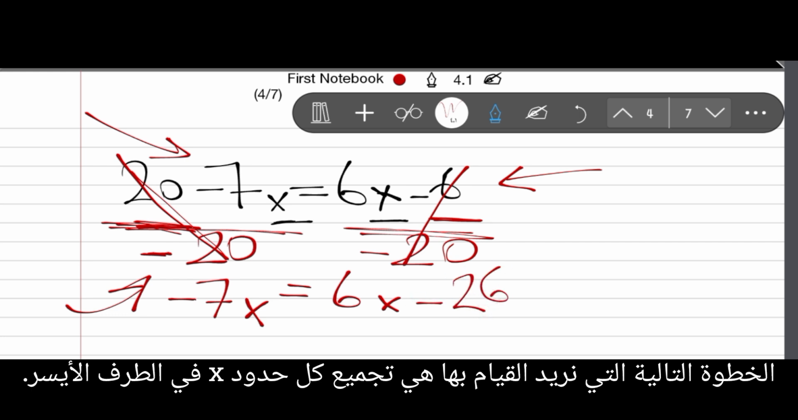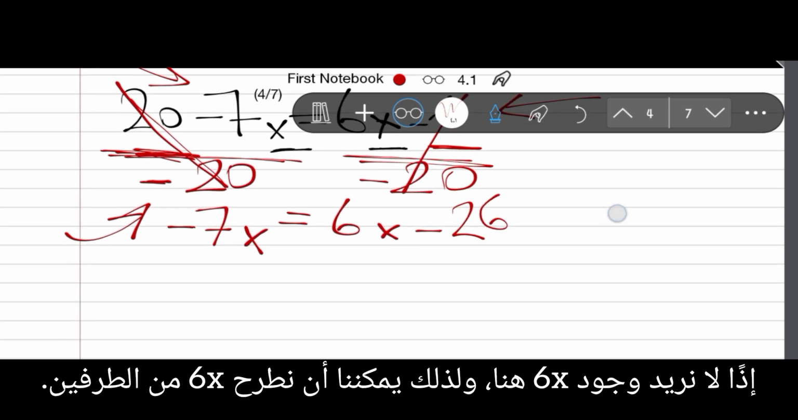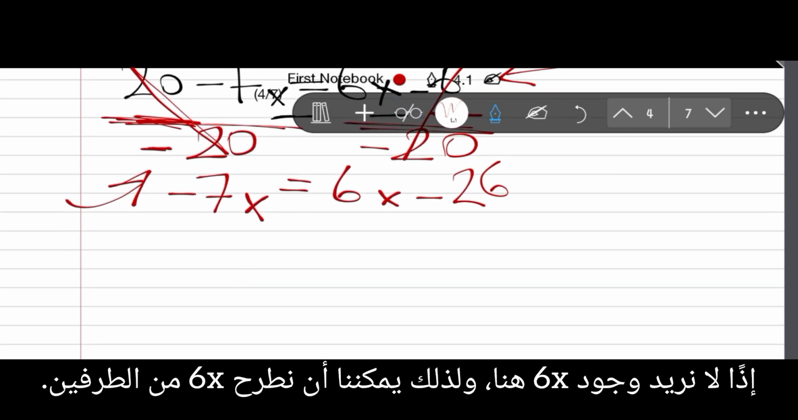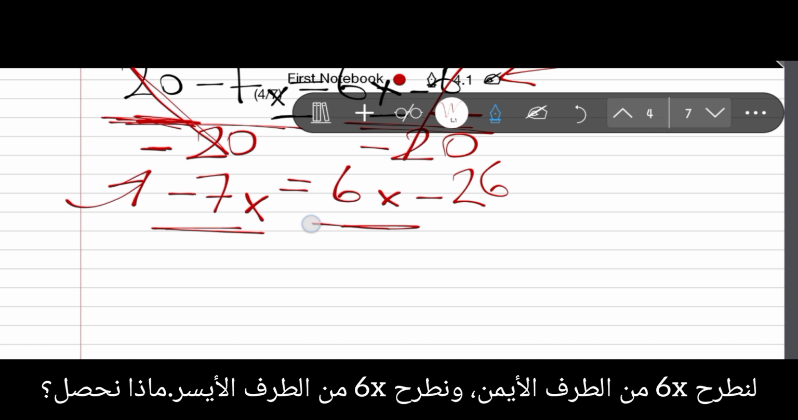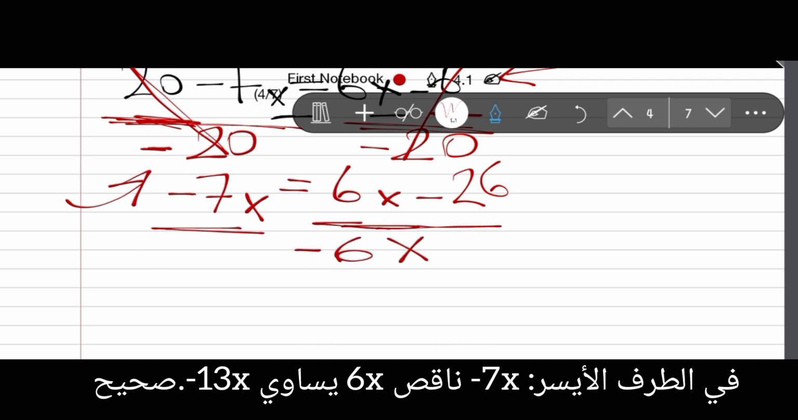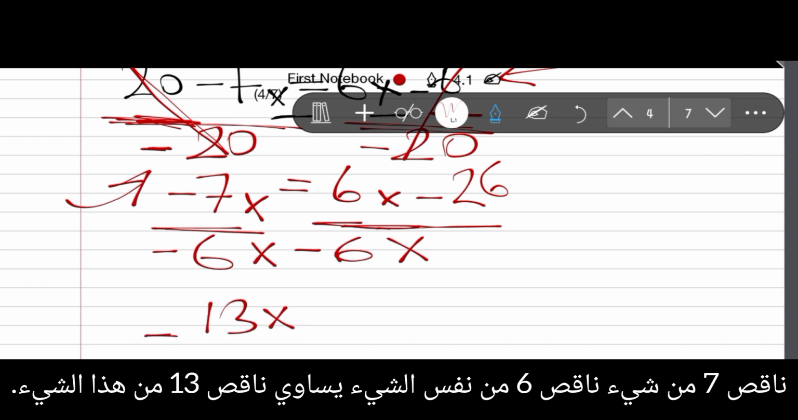So we don't want this 6x here. So maybe we subtract 6x from both sides. So let's subtract 6x from the right, subtract 6x from the left, and what do we get? The left-hand side: negative 7x minus 6x, that's negative 13x, right? Negative 7 of something minus another 6 of that something is going to be negative 13 of that something.